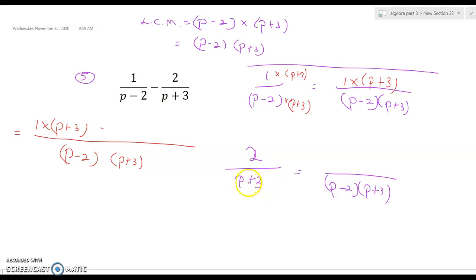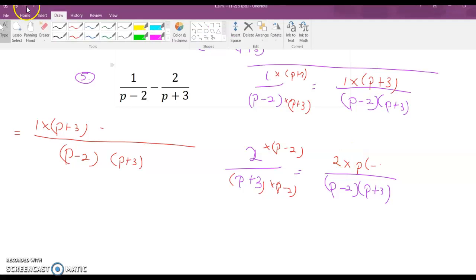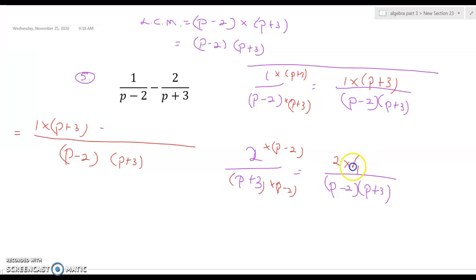right? So now next fraction, P plus 3 times P minus 2 will give me that new denominator. So I'm going to multiply the top by the same thing. So 2 times P minus, sorry, I needed to put the bracket before. Right, so brackets P minus 2. Right, so let's add that in there, 2 times P minus 2. And now let's just remove the brackets, right? Putting back my new denominator there.